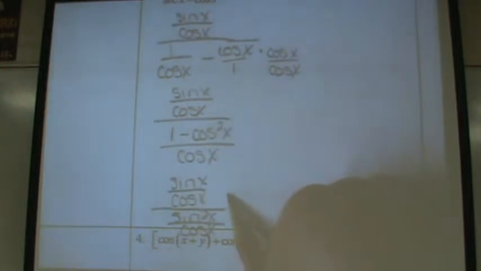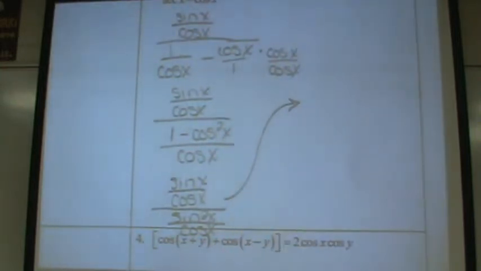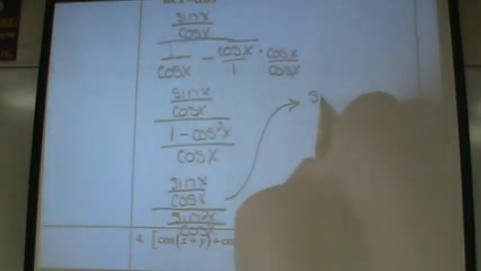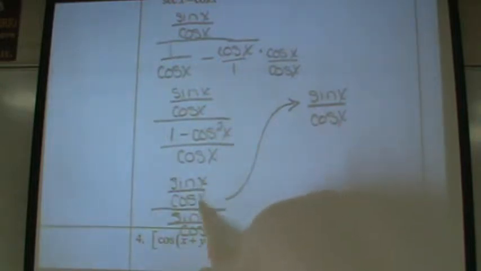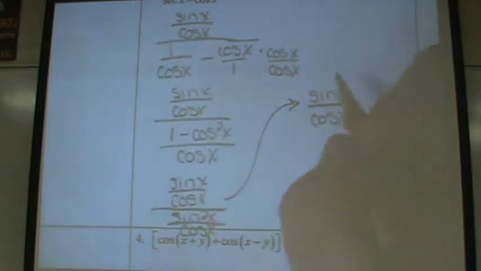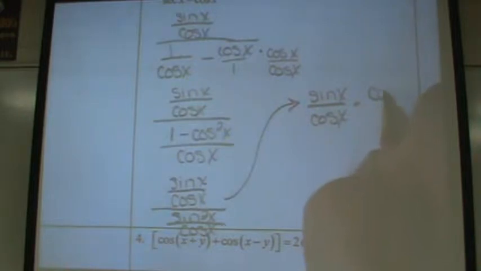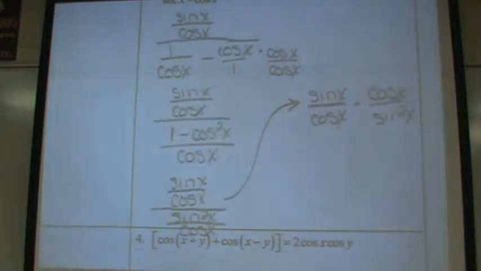So then, since I'm out of room, we're going to move up over here. So now is when we would want to flip and multiply. So we're going to have sine x over cosine x was our top fraction. Then we're going to flip and multiply by our second. So we're going to have cosine x over sine squared x.